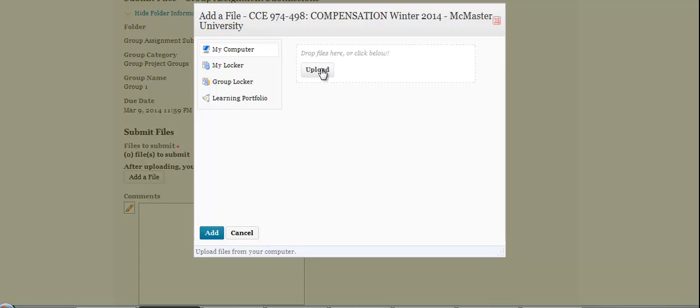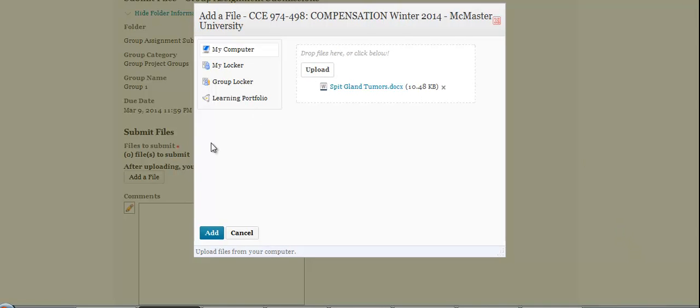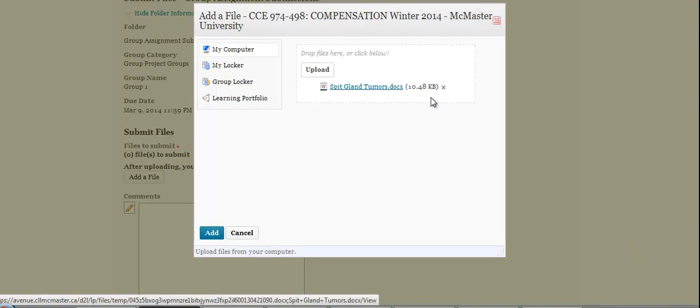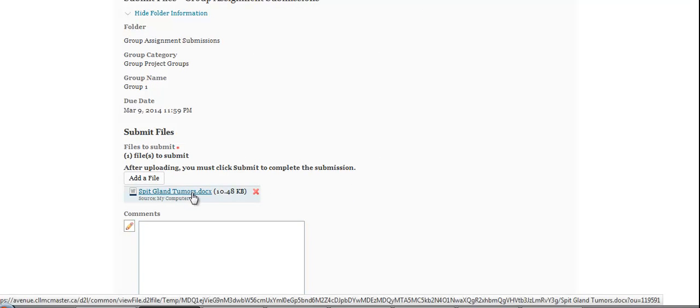Now you're going to click Upload. You're going to find your project. So let me just pick something here. I'll pick that document. All right. And now, once I see that it's here and there's no more whirly-burden around here, I can see it's uploaded, then I'm going to click Add, and there's my document.